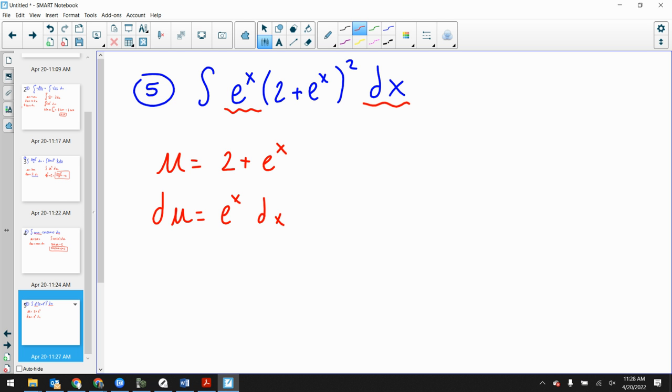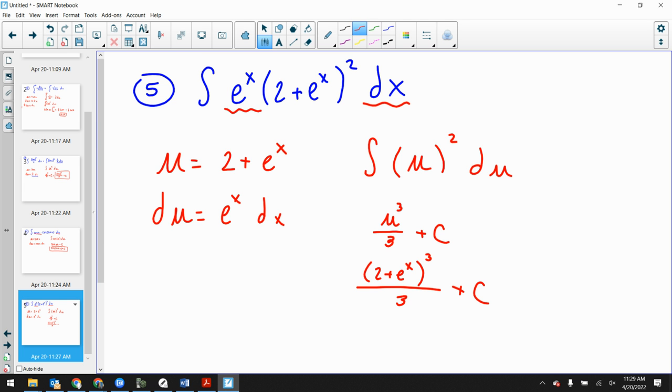So this is going to turn into the integral of, looks like I've got 2 plus, sorry, u squared du. Oh man, that's nice. That is nice. U squared du. Okay, so that means this is going to be u to the third over 3 plus c, and then I go back and plug in. I say 2 plus e to the x to the third over 3 plus c. Done and done.